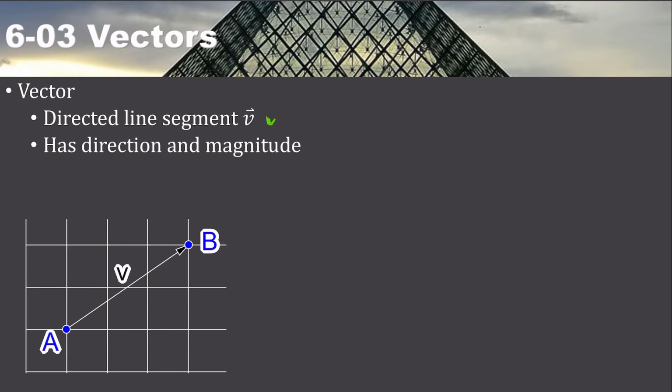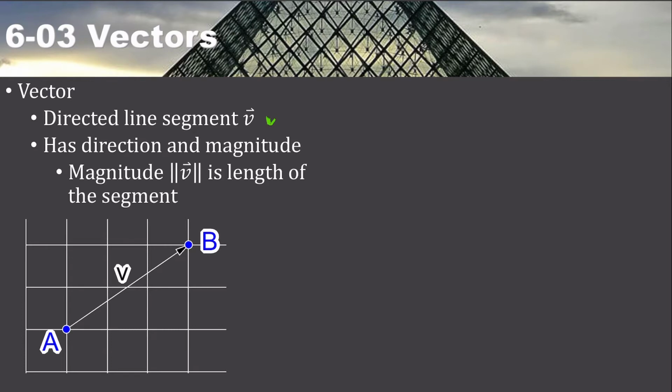It has direction and magnitude. The magnitude has these double absolute value bars around it to show magnitude. That's the length of the segment, and the direction is, well, the direction of the segment. The arrow shows the direction.